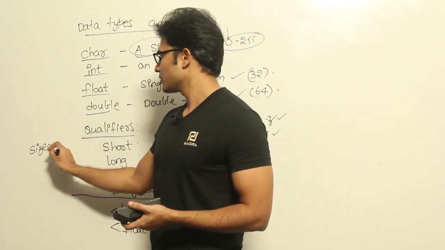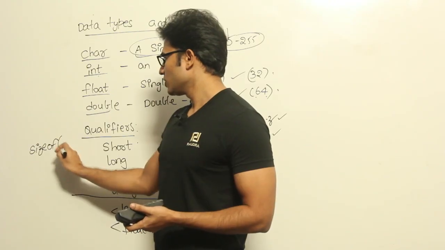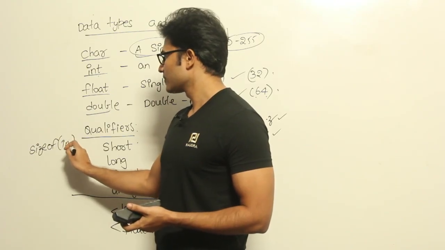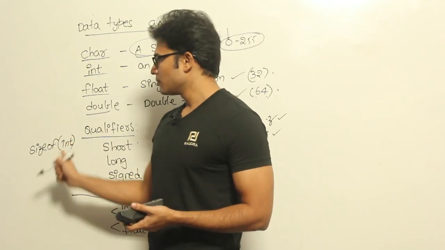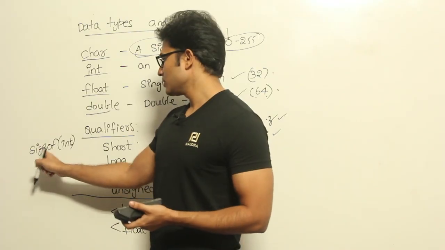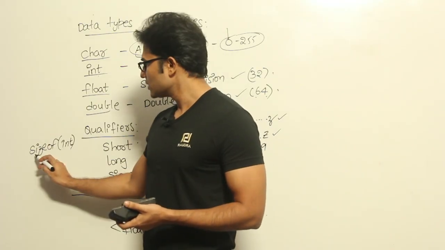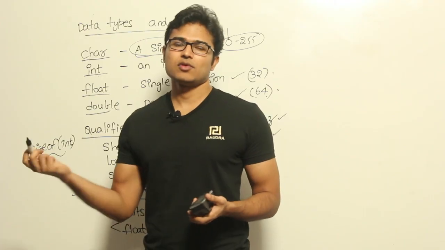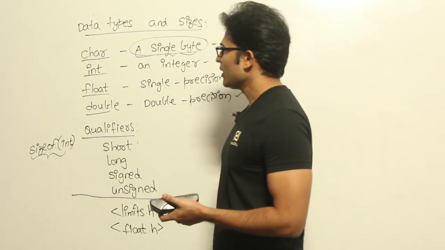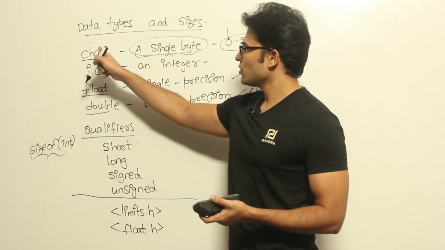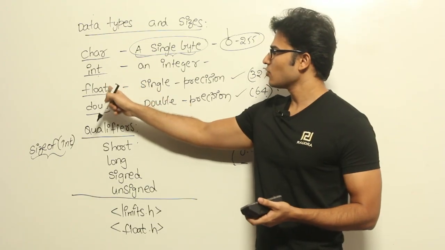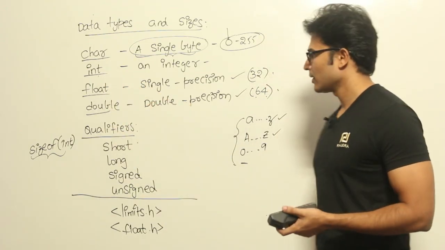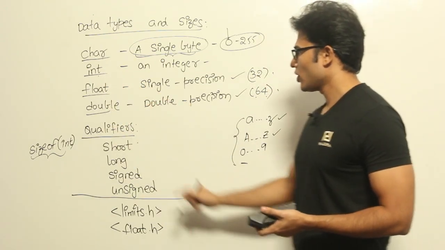This is also an operator, right? Sizeof. If you give, let us say, int, and put it in printf("%d", sizeof(int)), then you are going to see how many bytes the integer data type takes in your system. Using that sizeof, you can find out the size of char, int, float and double in your computer.